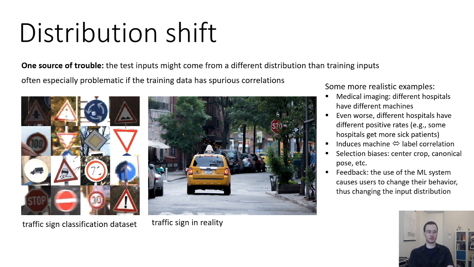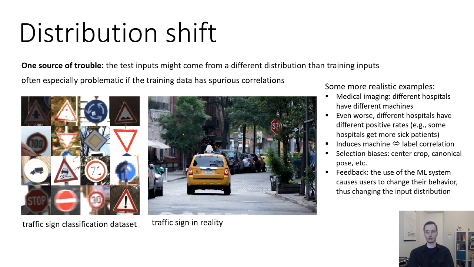Feedback. This is a huge source of distribution shift, which I touched on already a little bit when we discussed imitation learning. But basically, the use of an ML system causes users to change their behavior. And this causes distribution shift. The example that I gave back when we talked about imitation learning was a system for predicting traffic. So if you are Google Maps and you have a machine learning algorithm that predicts whether traffic jams will occur, and you give that information to human drivers, they might choose to drive somewhere else. And that might actually prevent the traffic jam from occurring.